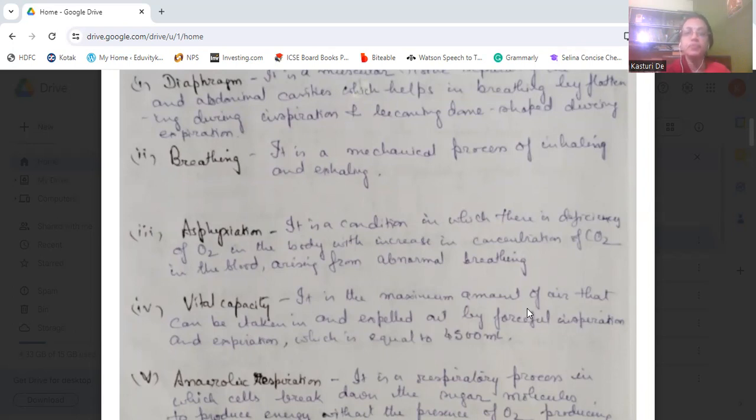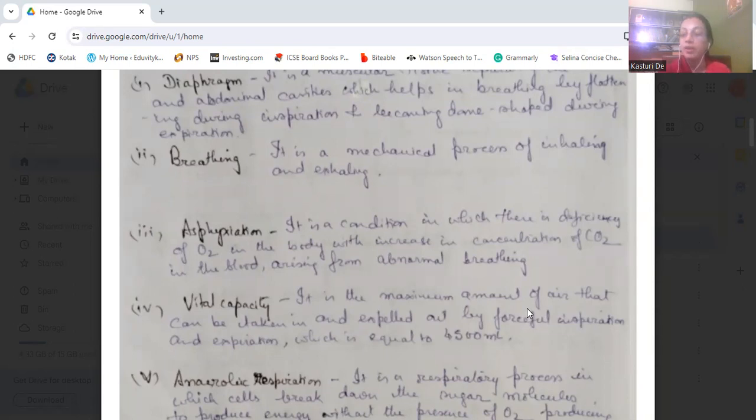Okay? Then what is vital capacity? It is the maximum amount of air that can be taken in and expelled out by forceful inspiration and expiration, which is equal to 4,500 ml.